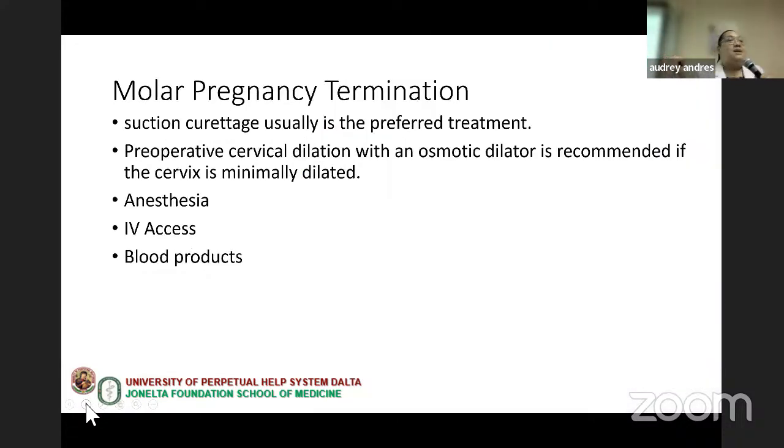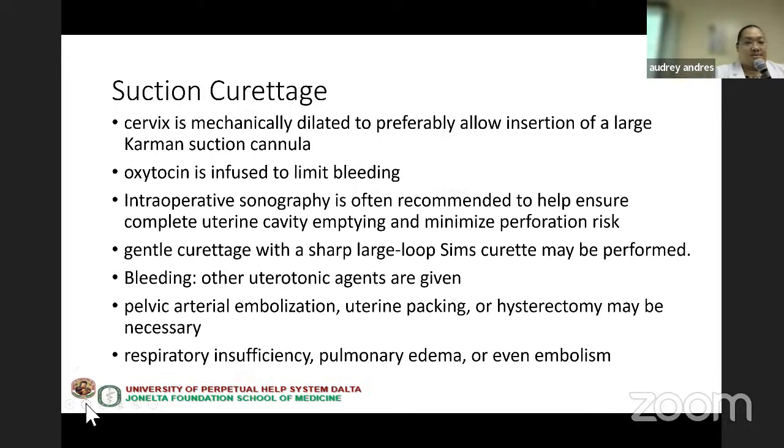So how do you terminate? We recommend suction curettage as the preferred treatment. You dilate the cervix with a dilator and then you do curettage, like a vacuum. This is done under anesthesia, under IV access, ideally with blood products ready to transfuse in case you have a lot of blood loss.